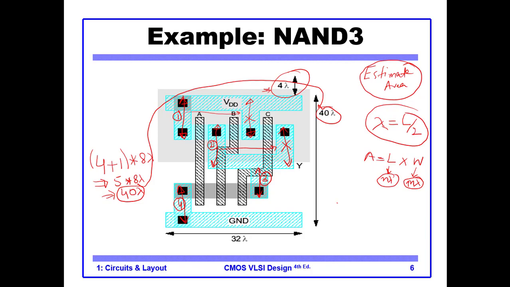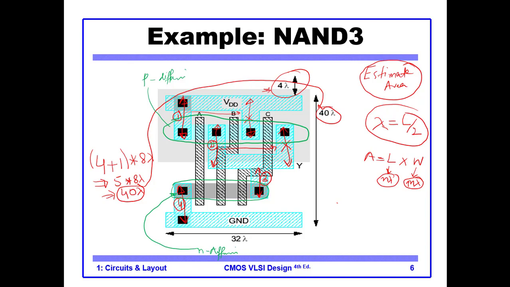Now let's move to the horizontal direction. For the horizontal direction you can calculate the width either from the N diffusion, which is this whole line, or you can do it from the P diffusion layer, which is this line.